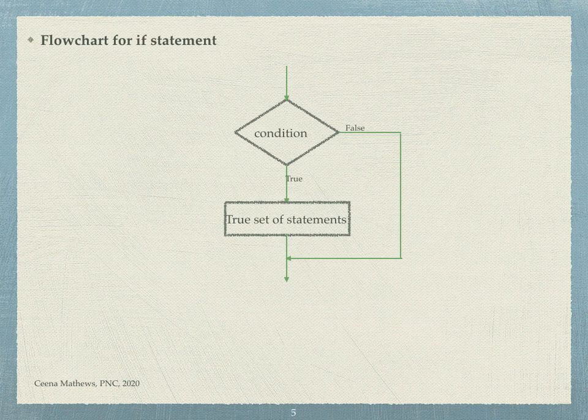We'll see the flowchart for this if statement. If the given condition is true, the true set of statements will be executed. If false, it will come out of the if. If true, it will execute the true set of statements and then execute the next statement. We'll see an example for that.